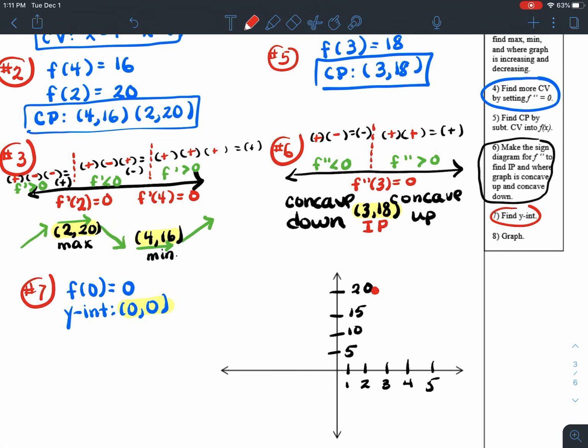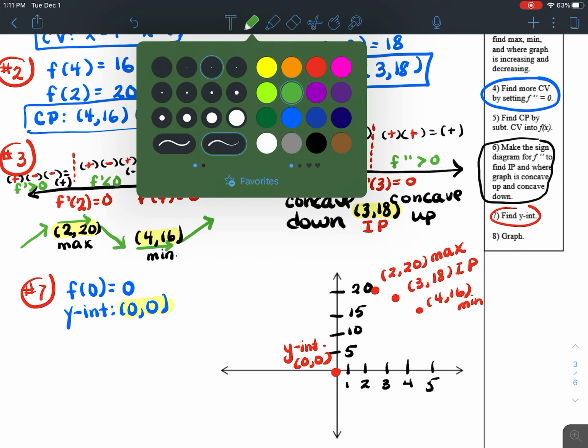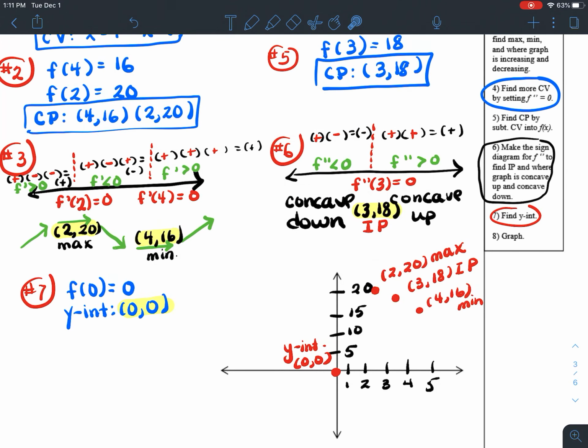Okay, we are now going to plot our points. As you plot them, you are labeling the coordinates and you are identifying what that point is. So I started over here, plotted (2, 20), that's a max. I'm going to plot (4, 16). We're going to call that a min. I'm going to plot (3, 18), and I'm going to call that an IP, inflection point. And then finally, I'm going to plot a point at (0, 0), and call that the y-intercept.